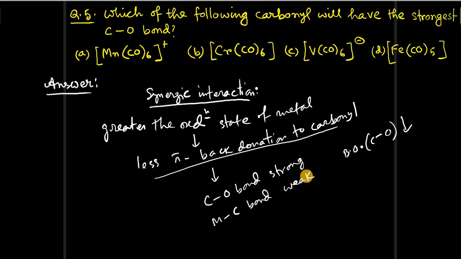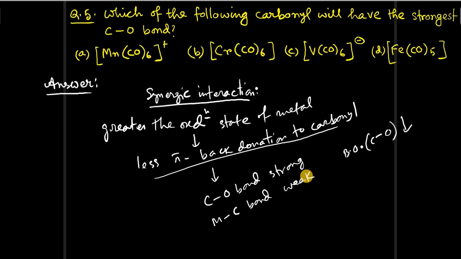Sometimes they ask the strongest metal carbon bond or weakest metal carbon bond, or they ask strongest CO bond or weakest CO bond. So the thing is, if the oxidation state is higher, it will lead to less pi back donation. Less pi back donation means the bond order of CO bond will remain high, so CO bond will be strong and metal carbon bond will be weak.